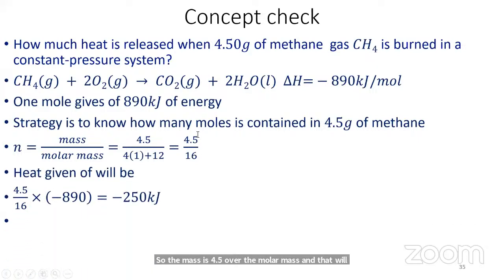Whatever value we get here, we multiply by 890 kilojoules, so whatever value we get is going to be in kilojoules. So the heat given off will be this number of moles multiplied by this energy. That will give us 250 kilojoules.